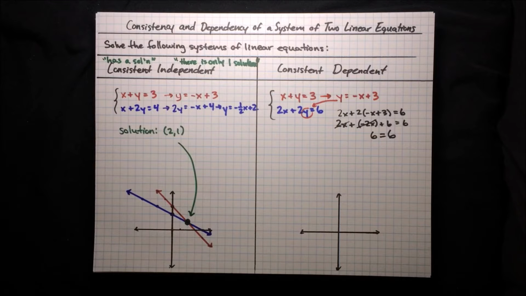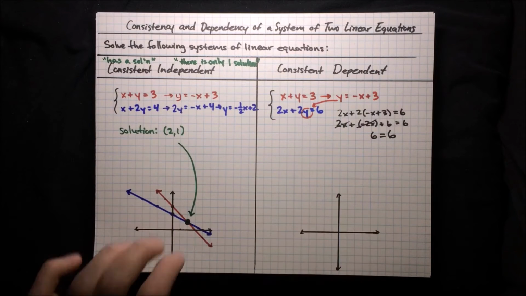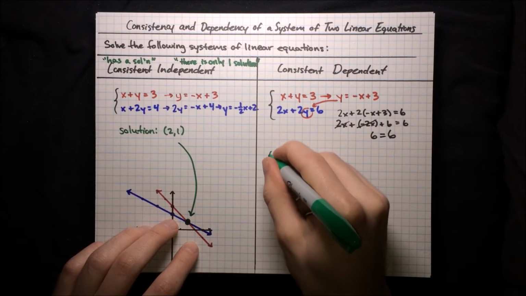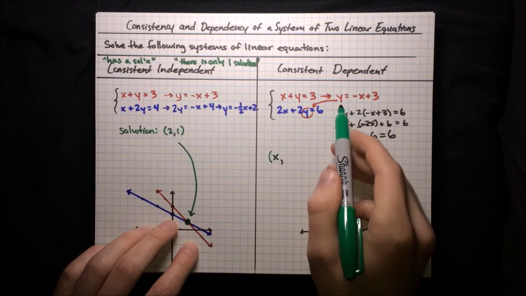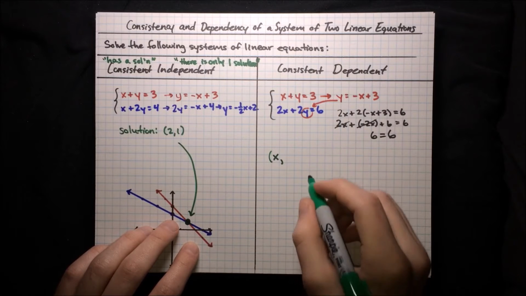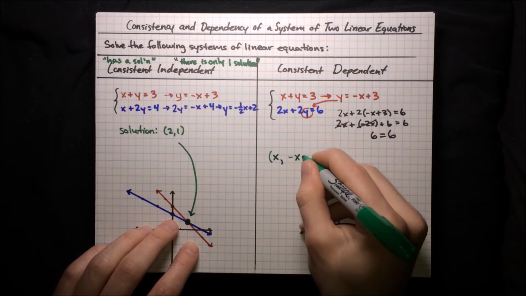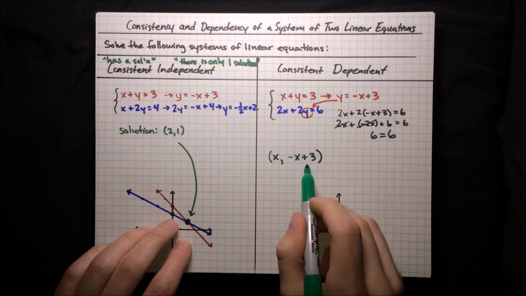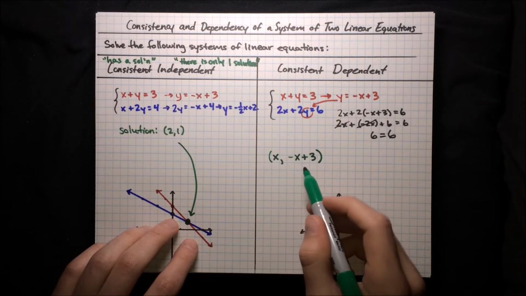The solutions are any point that lies on one of the lines. In order to lie on one of the lines, the solution must take the form x, and then we know that y is negative x plus 3, so just x and then negative x plus 3. So this has to be the form of the solution, where x is just any real number.